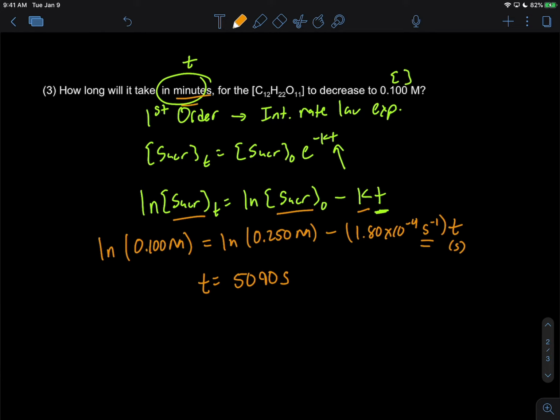However, we notice we're trying to identify our time in minutes, so let's go ahead and convert that to minutes, and we would find that this is going to take 84.8 minutes for the concentration to decrease from 0.25 down to 0.1 molarity.